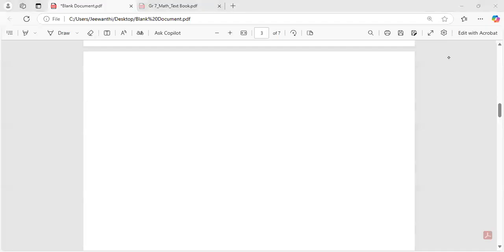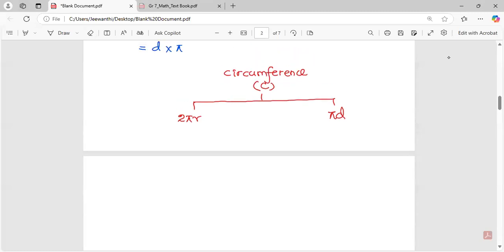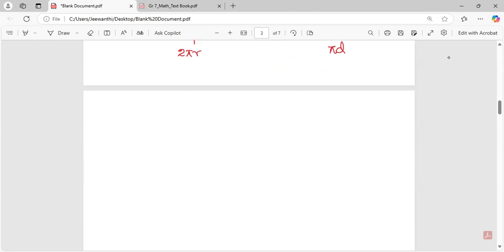So then we will see that we have the two equations, 2πr and πD, for the circumference. In the previous part we discussed both equations. Based on the information available to us, we can decide whether we are moving with the 2πr equation or with the πD equation, right?